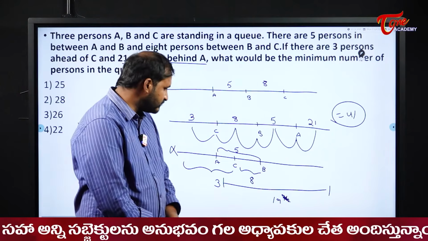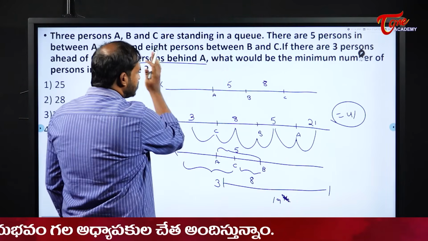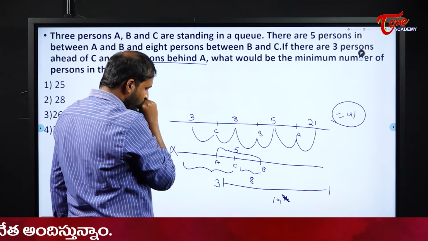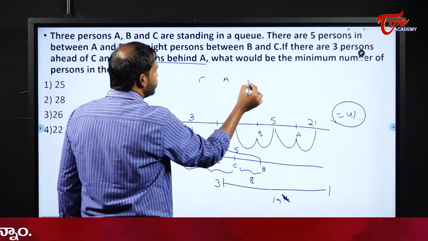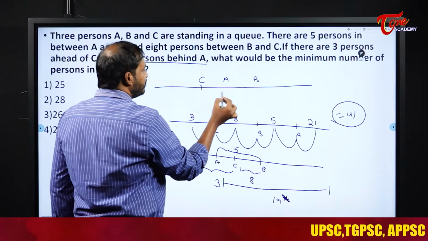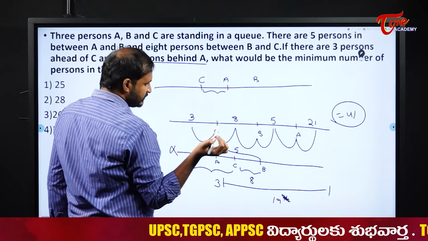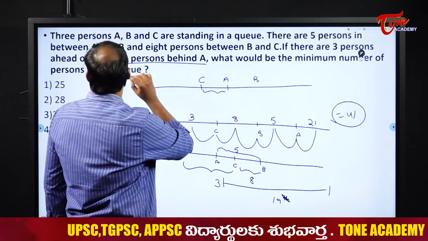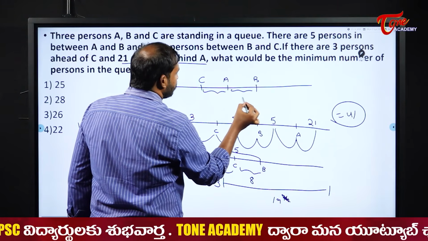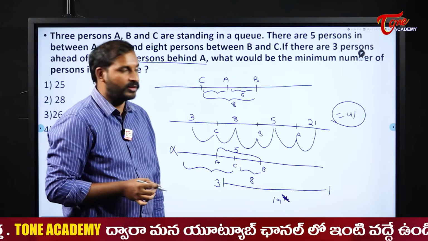Or what is the other chance which I will have? If that is not the case, what is the other chance? Yes, we have also one more chance. What is it? A in between C and B. If C is here, between A and C, how many persons will I have? They didn't mention about A and C, but they mentioned about A and B. There are 5 persons. Between B and C, there are 8 persons. Okay, now we can go ahead with this one.